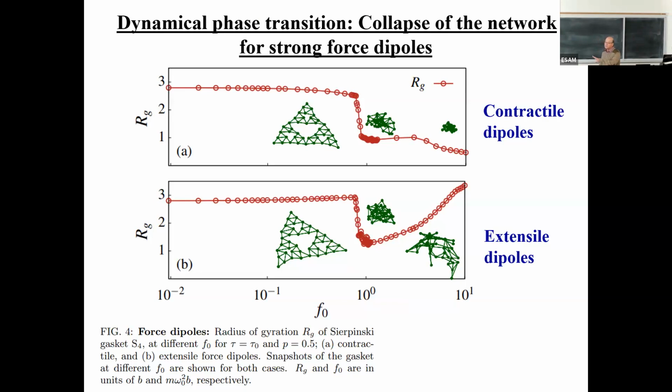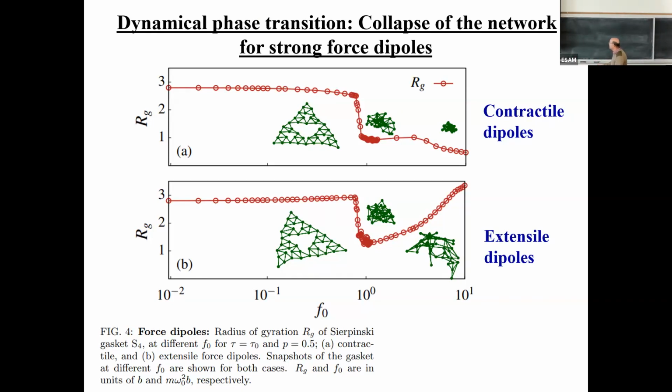So this was for low or medium forces, but above a certain force strength, in our units now it's 1, you have a collapse only for force dipoles, okay? The network collapses on itself. And that's what you get for the gyration radius, you see that. If these are contractile dipoles, it goes inside. If it's extensile, also goes inside, but then goes up again for higher forces.